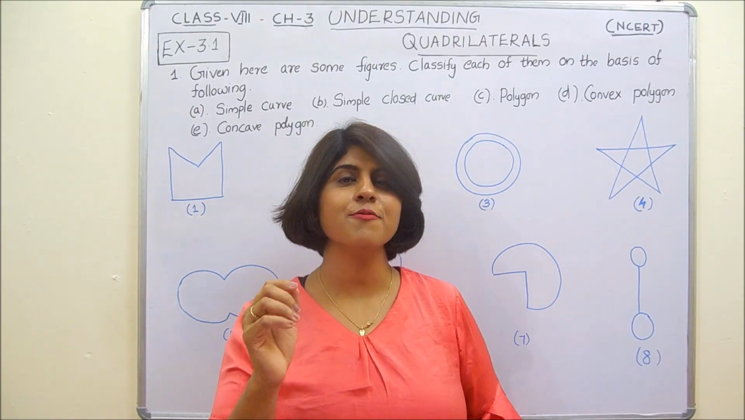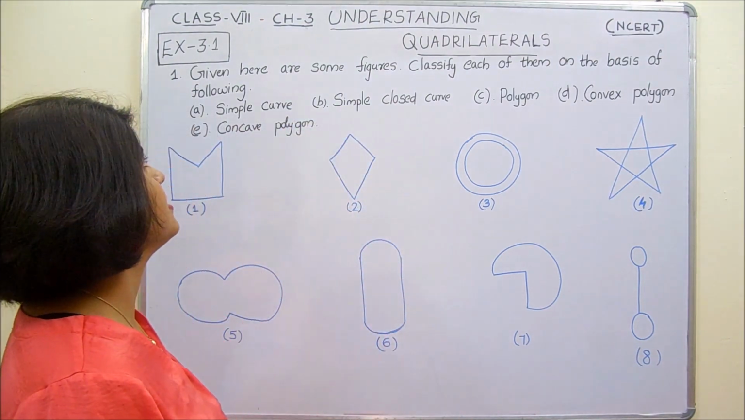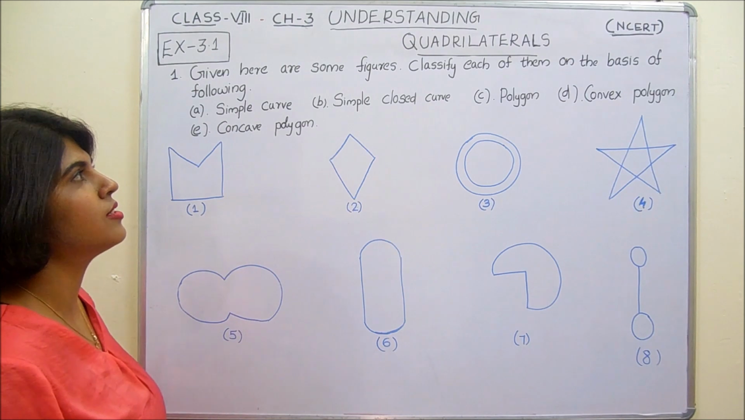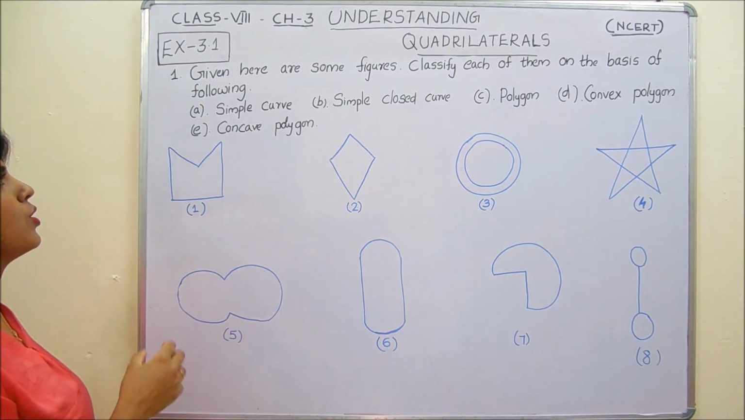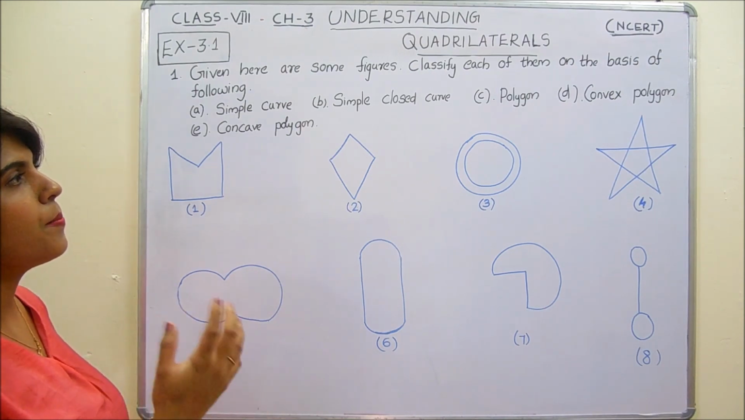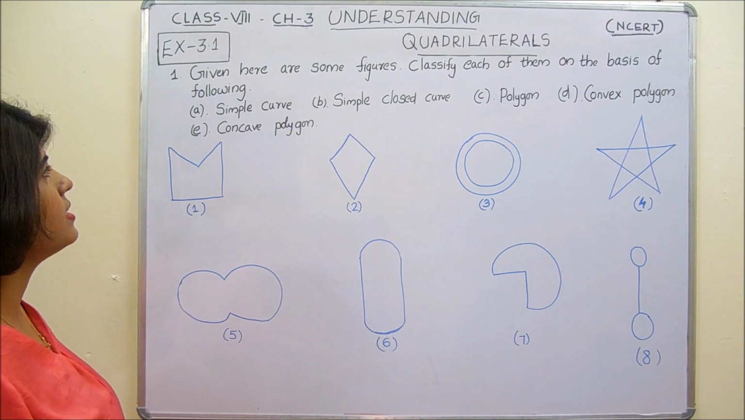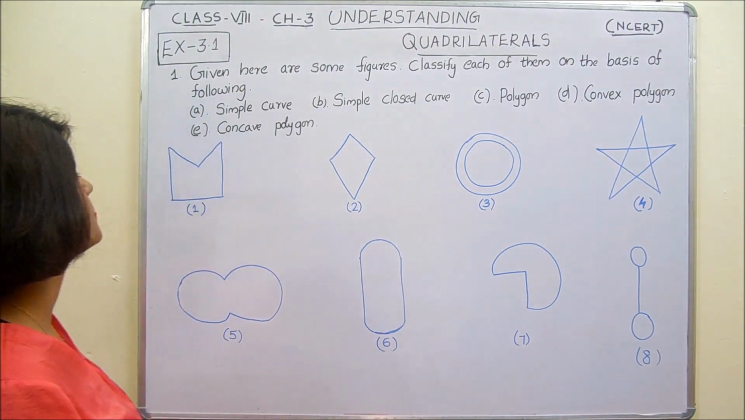We will have a look at the first question of exercise 3.1. The first question is, given here are some figures, classify each of them on the basis of the following: simple curve, simple closed curve, polygon, convex polygon, concave polygon. Okay, let us check it.